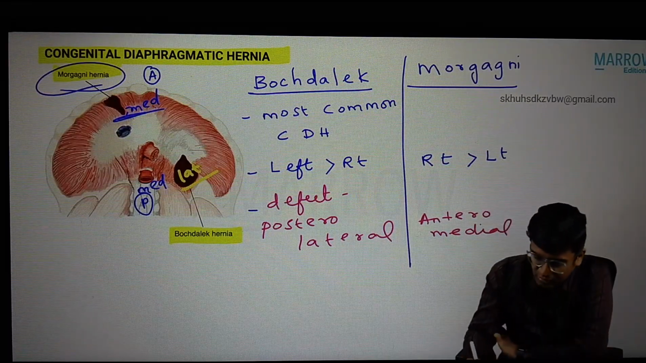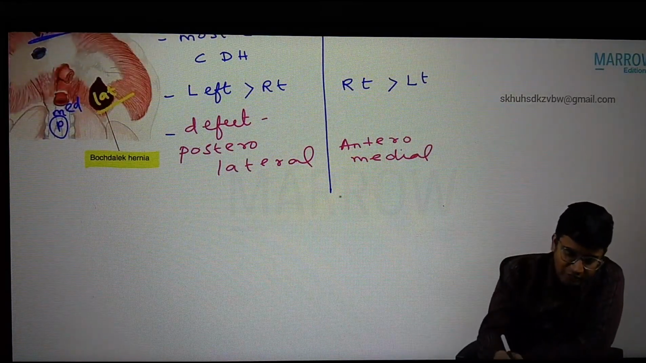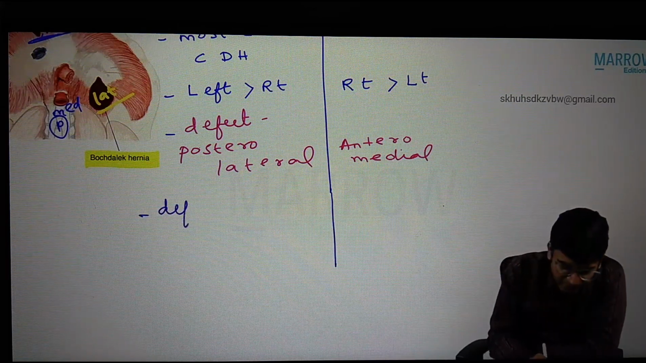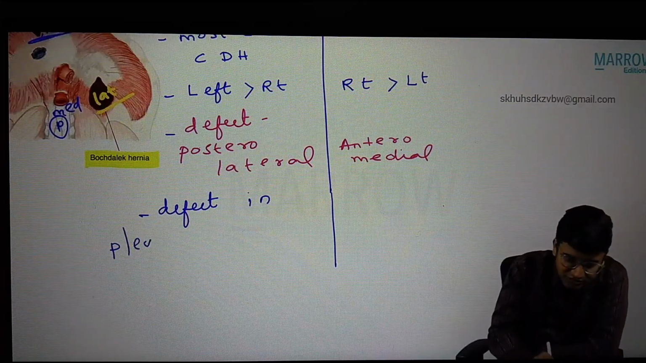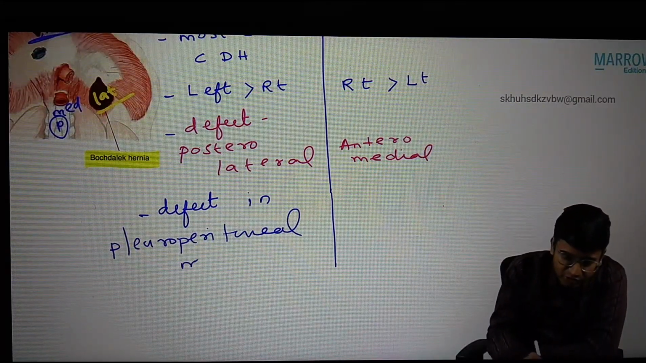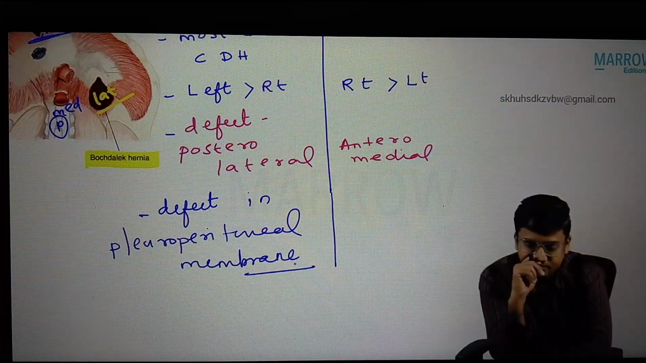Clear? Now one last point. This Bochdalek hernia is due to a defect in the pleuroperitoneal membrane. Very good. It is due to a defect in the pleuroperitoneal membrane.